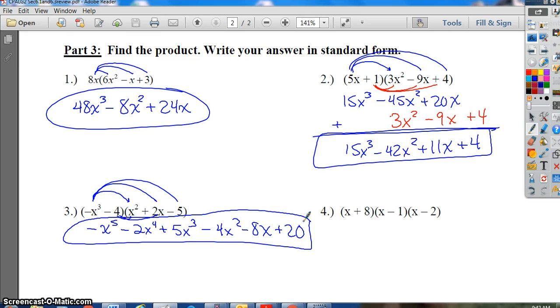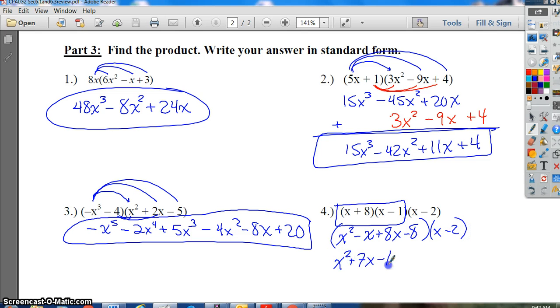Number 4. All right, I'm going to FOIL these two. This is x squared minus 1x plus 8x minus 8. Still have x minus 2 here. So this is x squared plus 7x minus 8. And multiply that by x minus 2. All right, so x times this, x to the third plus 7x squared, x times negative 8 minus 8x. Negative 2 times this is negative 2x squared minus 14x plus 16.